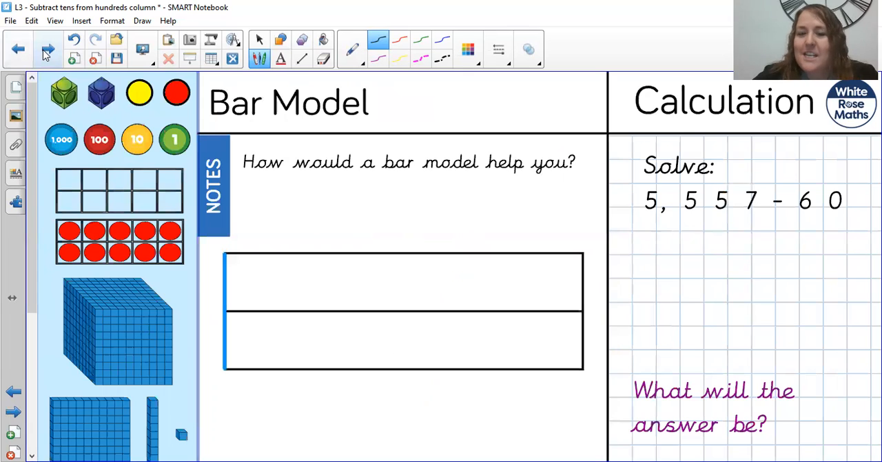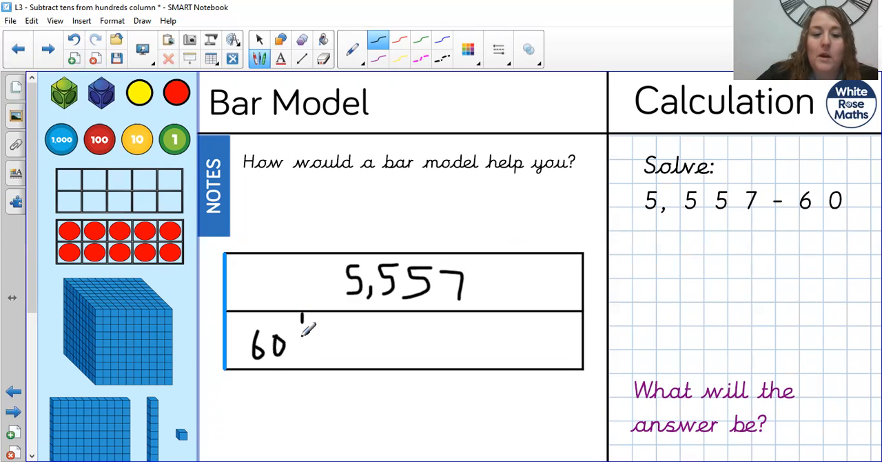Okay, how would this look on the bar model, I hear you ask? This question here, 5,557, we know that number is going to go onto the top. And it is asking us what that number is made up of. So it's telling me that it's made up partly of 60, but the question is we don't know what the other part is made out of.